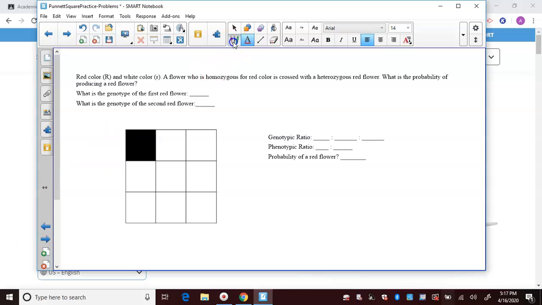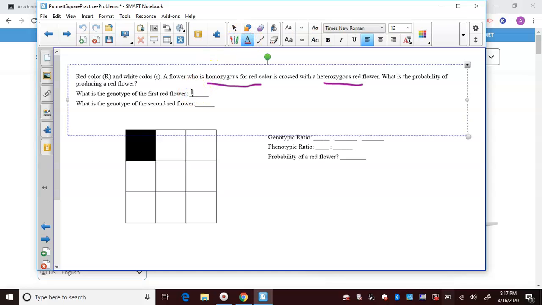So I'm just going to underline that. We have homozygous red and then heterozygous red. Then I'm going to type in the genotypes here. The first red flower is homozygous for red. Homozygous means same, so that would be capital R, capital R. Now, heterozygous means different.